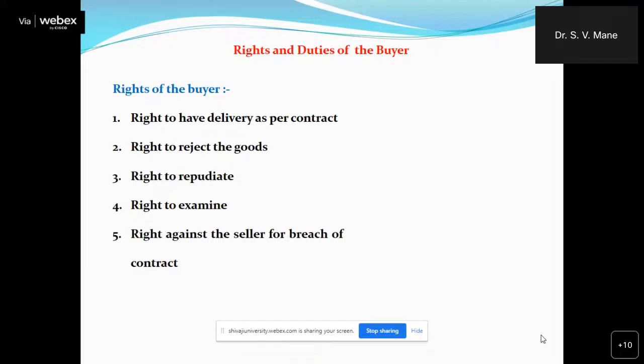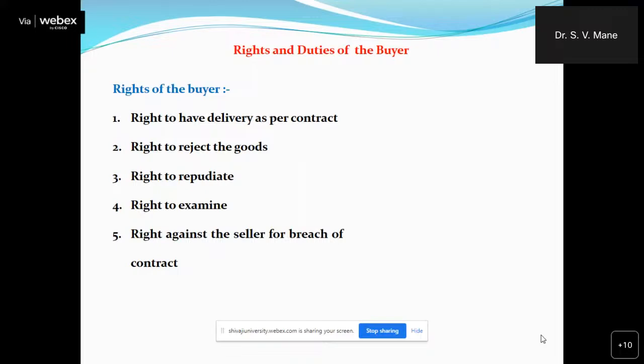Then second one is a suit for price. If the buyer has paid the price and the goods are not delivered to him, in such a case the buyer can file the suit to recover the amount paid by him. So suit for price is also one of the rights given to the buyer under this Sale of Goods Act.